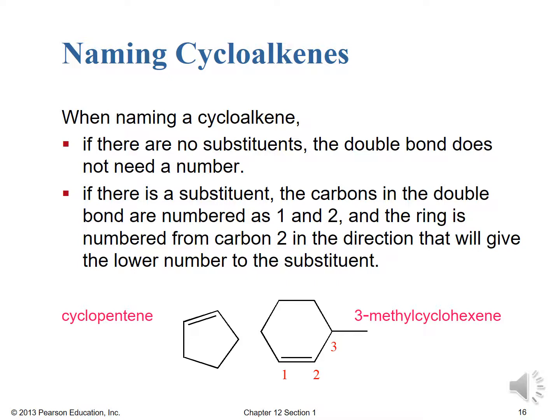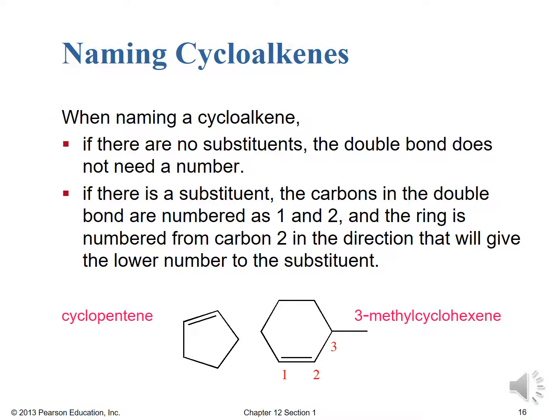Likewise, if there is a substituent, the carbons in the double bond are numbered as carbons 1 and 2, and then the ring is numbered from carbon 2 in the direction that will give the lowest number to the substituent. So we see here on the slide 3-methylcyclohexene. So we could have had what we've identified as carbon 2 be carbon 1, but then we'd count all the way around and we'd end up with 5-methylcyclohexene rather than 3-methylcyclohexene. So be careful.